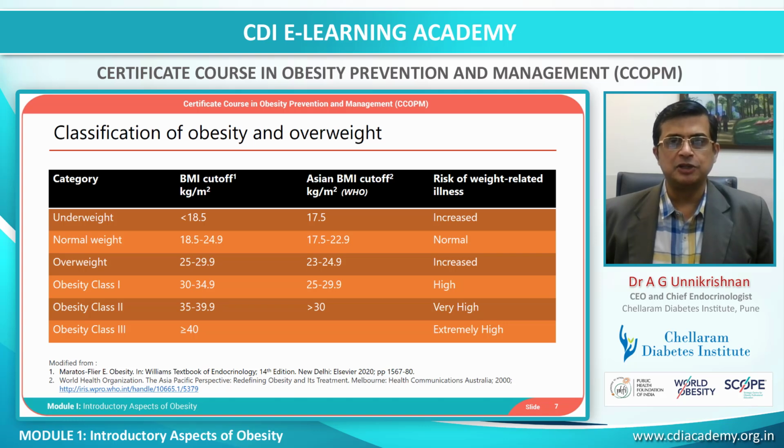In normal weight, the risk of weight-related illness is normal, in overweight, it is increased. In obesity class 1, it is high. In obesity class 2, the risk of weight-related illness is very high. And in obesity class 3, or the international BMI cutoff more than 40, the risk of weight-related illness is extremely high.